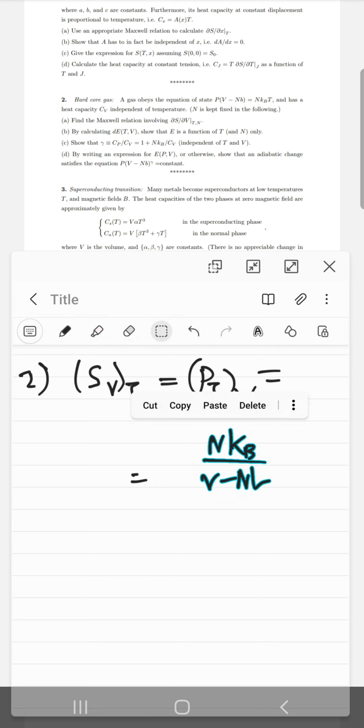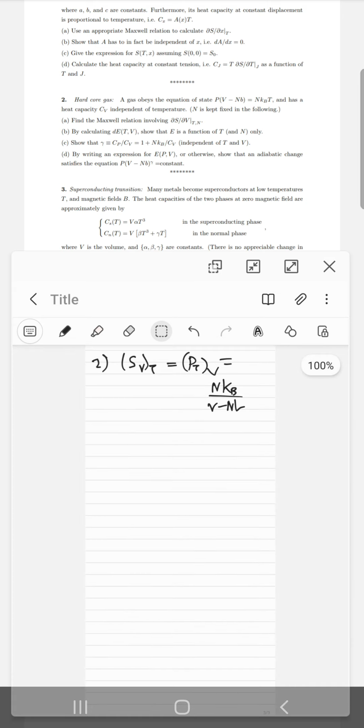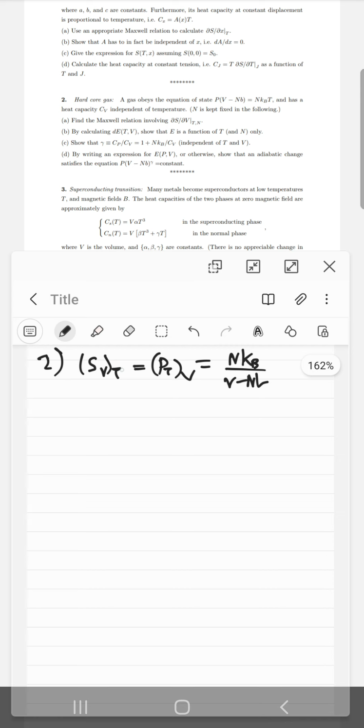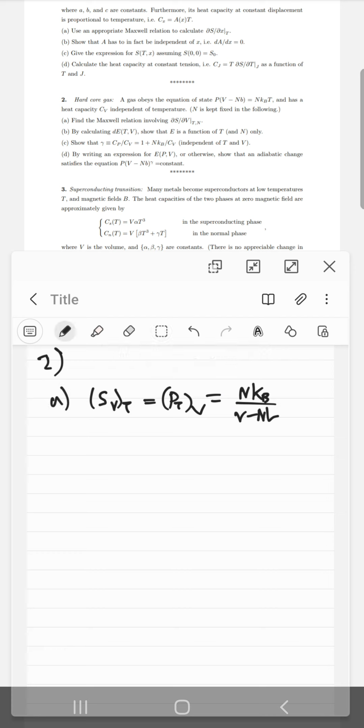And that's equal to this quantity. Cool. All right, next. So this is just the first part, right? Yeah. This is part A. Let's go to part B.